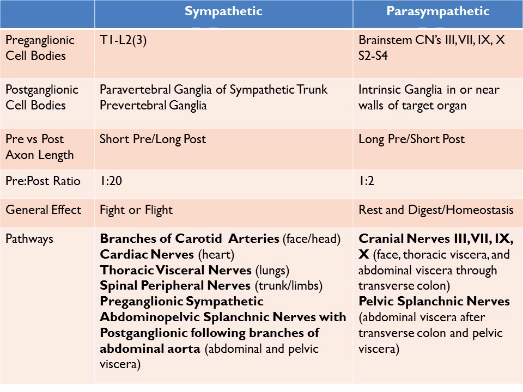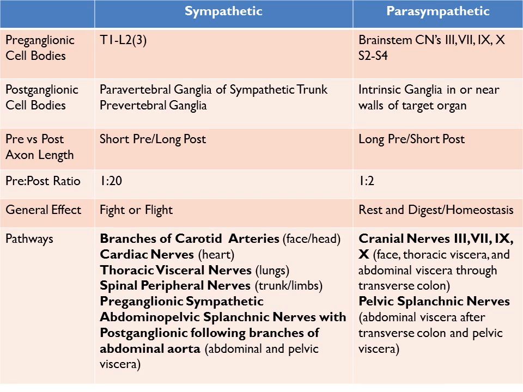The general effect for the sympathetic nervous system is fight or flight, emergency type response. The parasympathetic system is to regain homeostasis, rest and digest. And then the pathways utilized by the two systems.